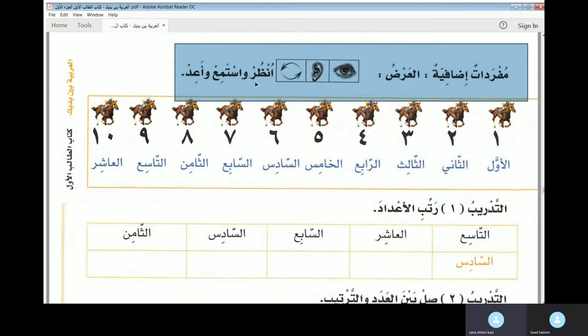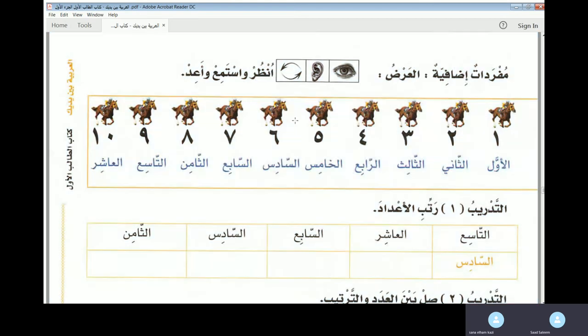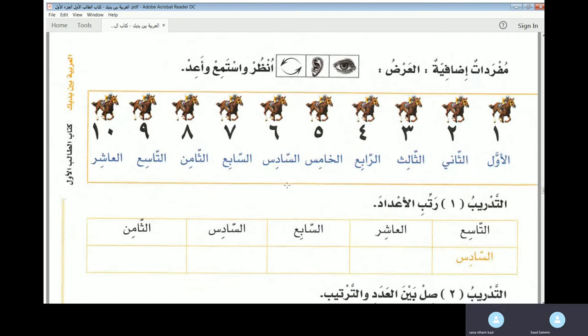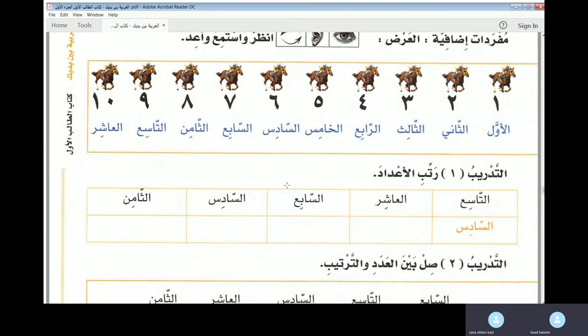Ordinal numbers. Awwal, thani, al-awwal, ath-thani, ath-thalith, ar-rabi, al-khamis, as-sadis, as-sabi, ath-thamin, at-tasi. What is it? At-tasi, ninth. Okay, at-tasi and al-ashir. This is for masculine.